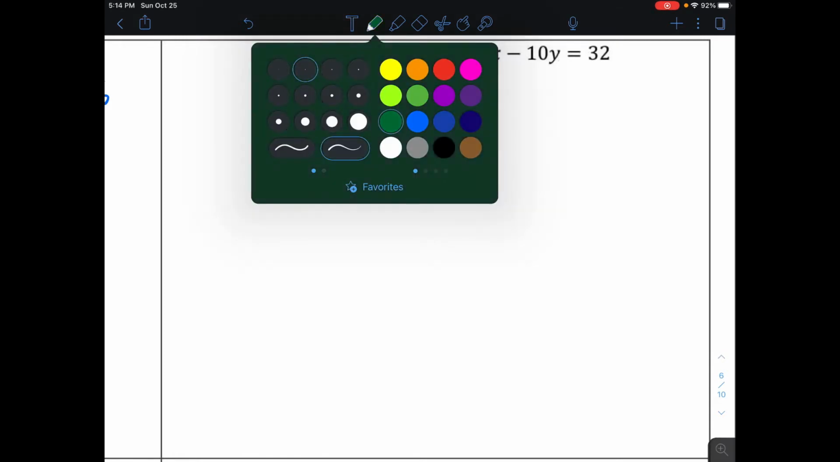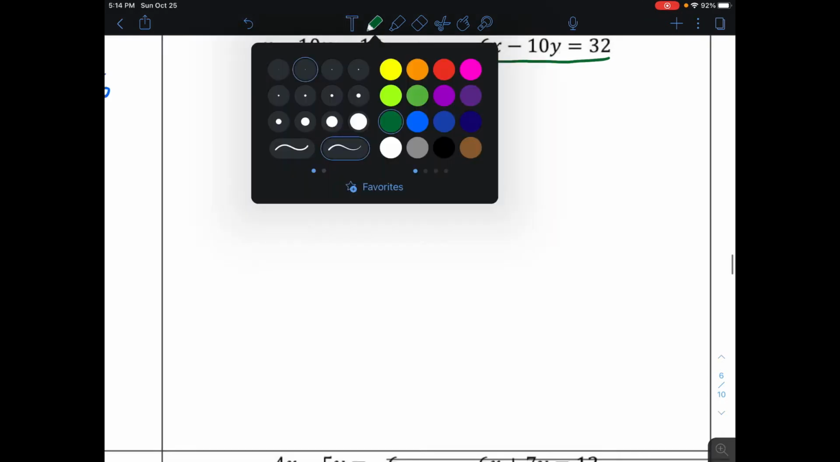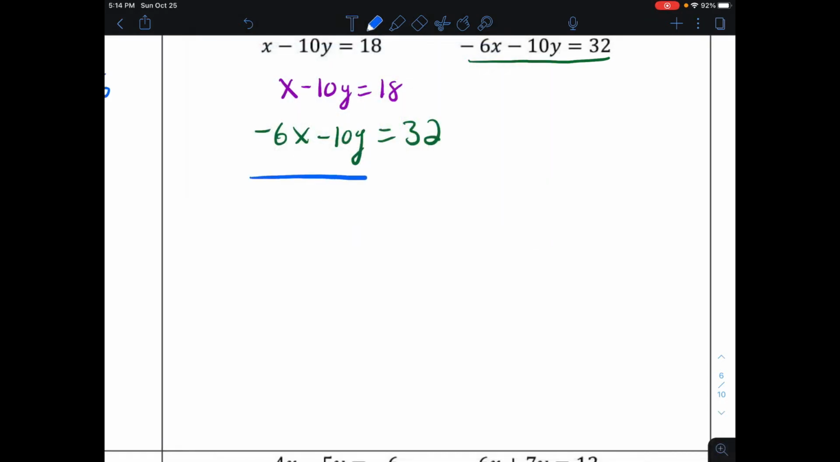And then I have my second equation, which will be green, negative 6x minus 10y is equal to 32. And I try to figure out how to proceed here. Now, I'm looking, and I have in front of the y's this exact same number. I have negative 10 and negative 10. I can make those 10s cancel out if I subtract, because they're the exact same number with the exact same sign.